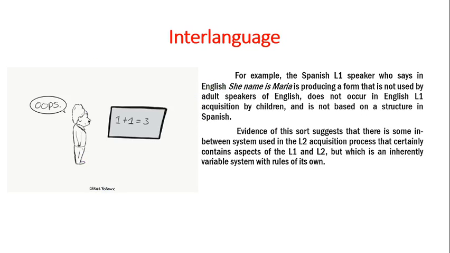Continue with interlanguage. For example, the Spanish L1 speaker who says in English, "She name is Maria," is producing a form that is not used by adult speakers of English, does not occur in English L1 acquisition by children, and is not based on structure in Spanish. Evidence of this sort suggests that there is some in-between system used in the L2 acquisition process that certainly contains aspects of the L1 and L2, but which is an inherently variable system with rules of its own.